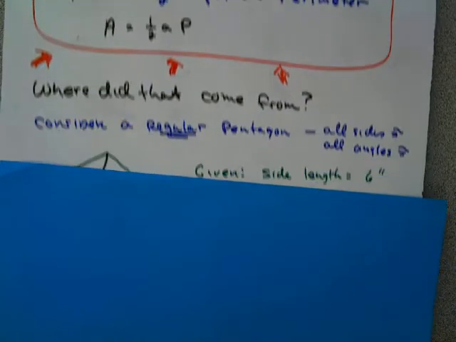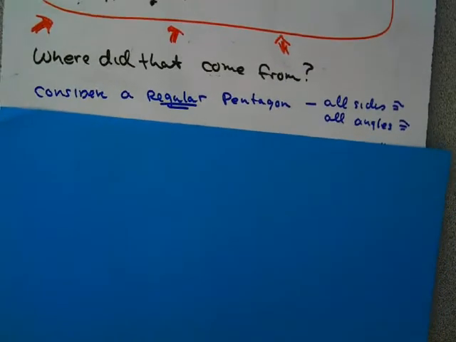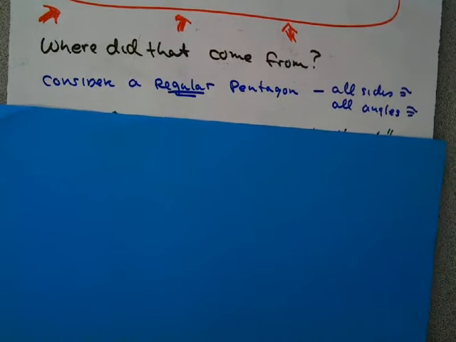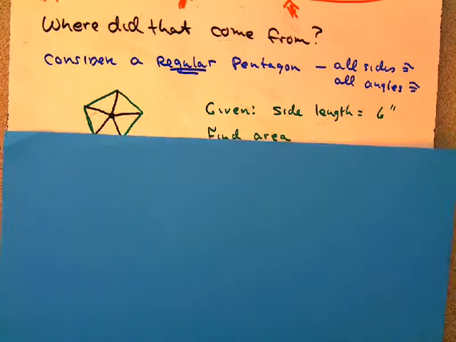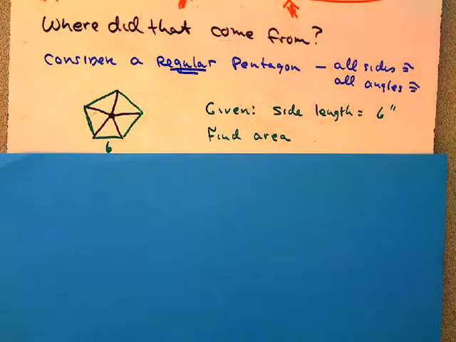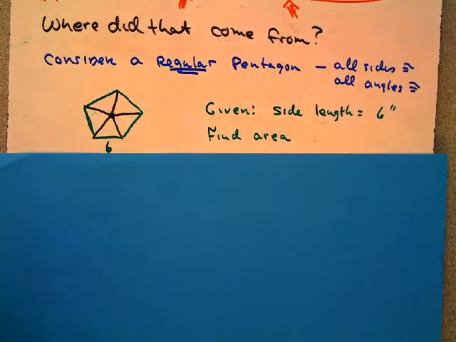Okay, good. Now I know you got that written down and you're thinking, where did it come from? Let's consider a regular pentagon where all the sides are congruent and all the angles are congruent. It might look something like this figure right here. Notice there's 5 sides because it's a pentagon. I labeled one side length 6 inches. We want to find the area.